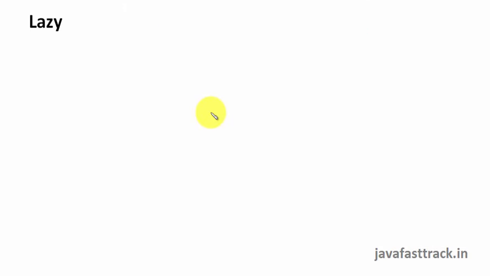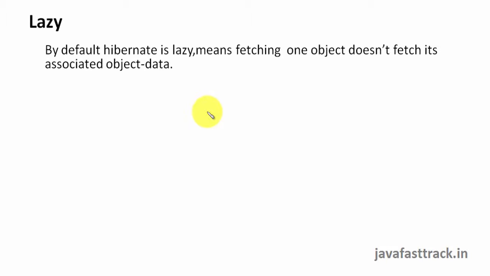Next property is lazy property. By default, Hibernate is lazy. Why do we say Hibernate is lazy? Because fetching one object doesn't fetch its associated data. Say for example, if you fetch the project object, the associated worker data is not fetched. That is because Hibernate is lazy.